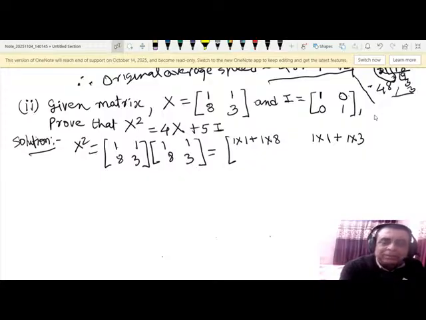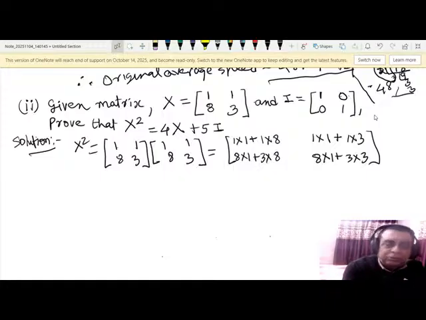Now the second row with the first column. So 8 multiplied with 1, plus 3 multiplied with 8. This is the first element of the second row of the product matrix. Now the second row with the second column: 8 times 1 plus 3 times 3. So that is X squared.